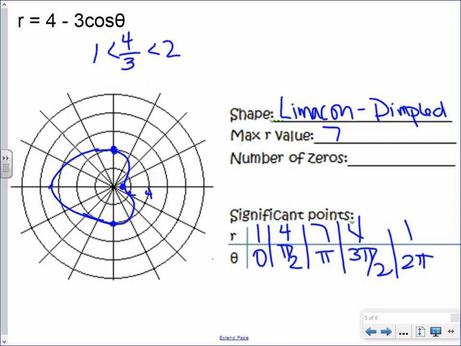And Marissa, how many times do we go through the pole? All right, so we do not have any zeros because we do not go through the pole. It would be my preference that you write none instead of the number 0, because I don't want you to confuse a 0 of 0 when you're writing 0 zeros. If there are no zeros, I would prefer you to write none.